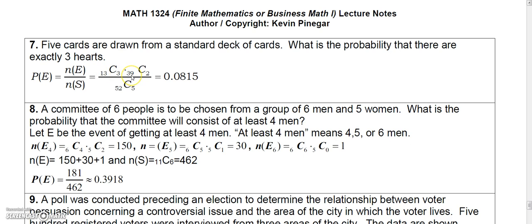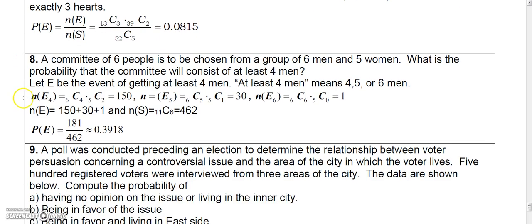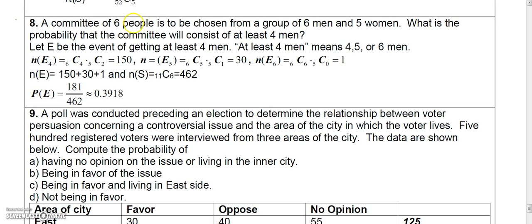And then there's 39 cards that are not hearts, and you want to multiply by the number of ways you can choose 2 cards that are not hearts out of those 39 cards. So multiply these together and divide by this to get your answer. And then number 8 says a committee of 6 people is chosen from a group of 6 men and 5 women. What's the probability the committee will consist of at least 4 men?